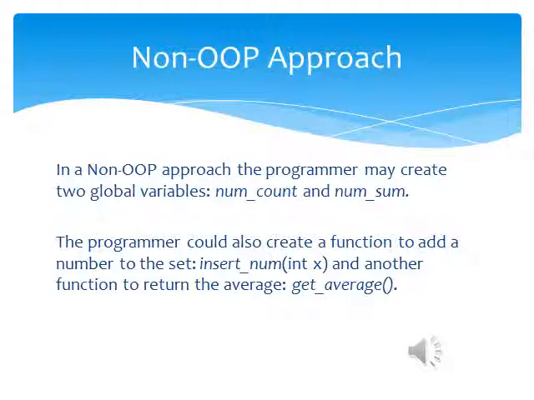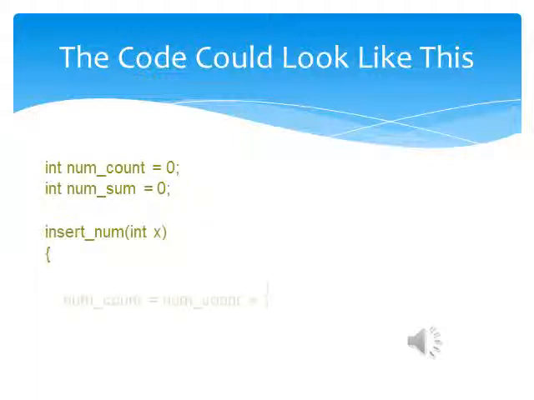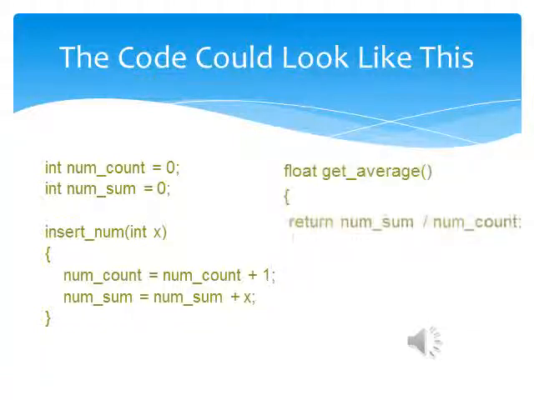In a non-loop approach, the programmer may create two global variables, numCount and numSum. The programmer could also create a function to add a number to the set, insertNum(int x), and another function to return the average, getAverage. The code could look like this.